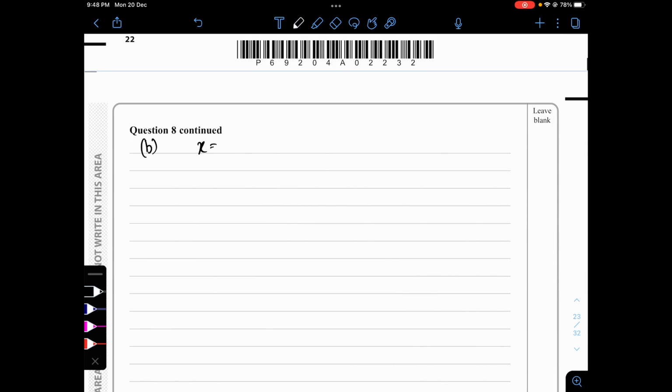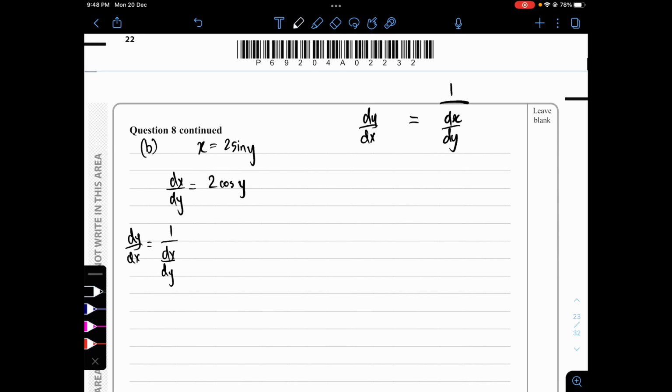So we know x equals 2 sin y. To find dy over dx, currently we can only find dx over dy, but what we can do is take 1 over that to get dy over dx. So let's do that. So dx over dy, the derivative of 2 sin y, will be 2 cos y. Then do 1 over that, so let's write dy over dx equals 1 over dx over dy, where dx over dy equals 2 cos y.